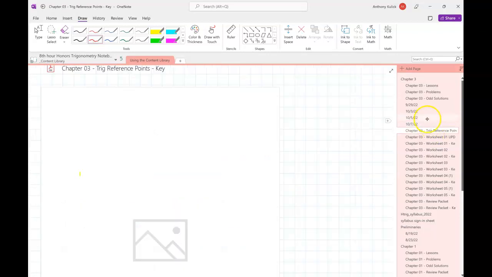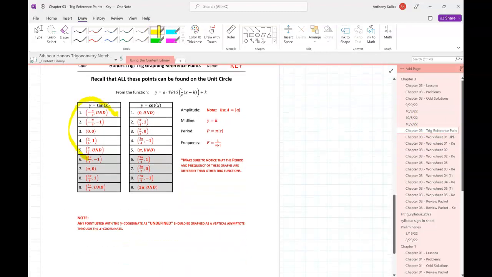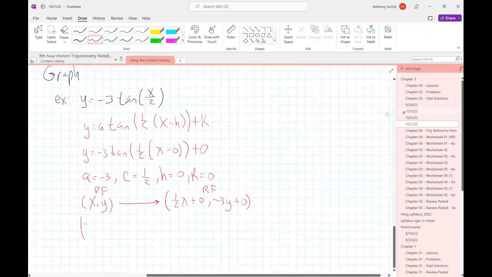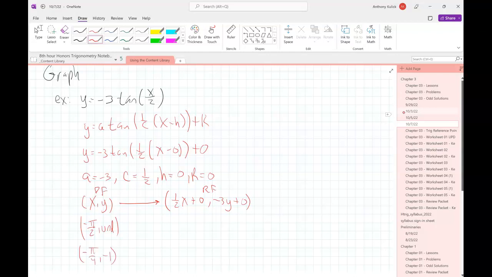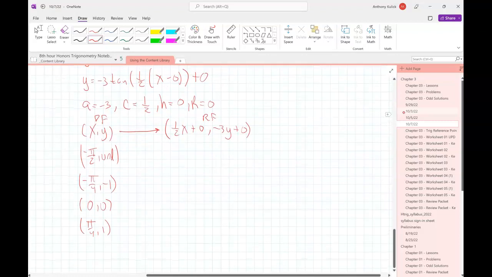And now I just need my key points for tangent. If I go to my reference point sheet, those are my key points for tangent. I'm just going to copy those down. You don't have to memorize those. Those would be something that I would provide for you. So we have -pi/2, undefined. UND stands for undefined. -pi/4, -1. 0, 0. pi/4, +1, and then pi/2, undefined.